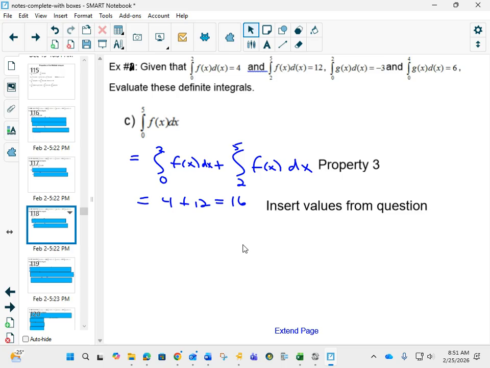So we know the area from 0 to 2 was 4, the area from 2 to 5 was 12, or the accumulation of change from 0 to 2 was 4. The change from 2 to 5 was 12, so you could just add those up and you get the change from 0 to 5.